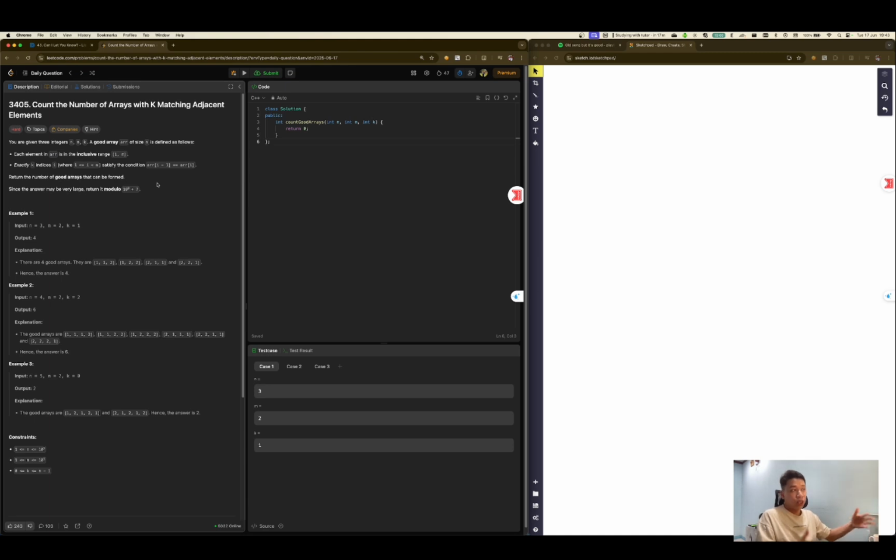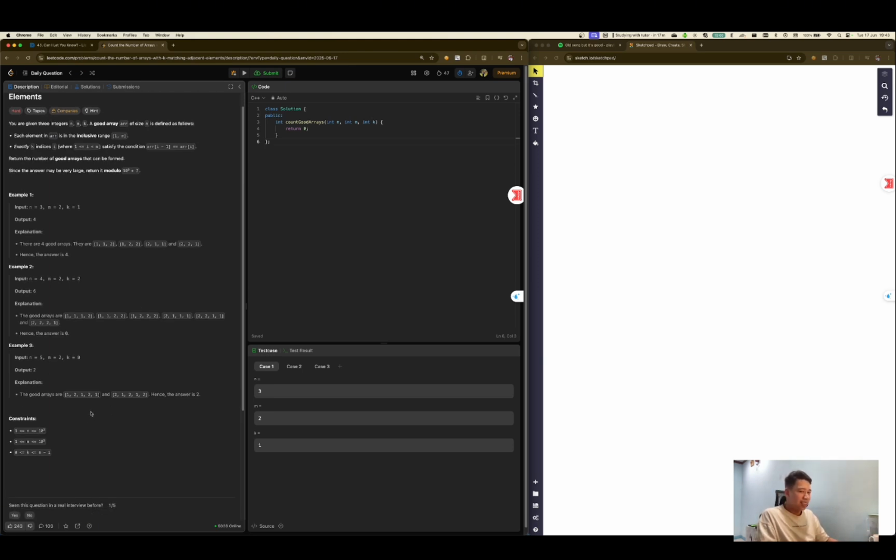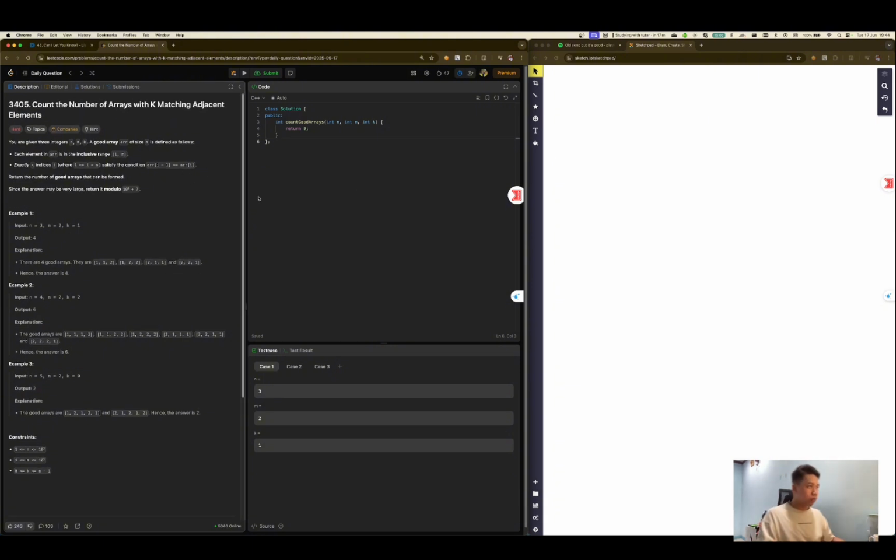First, let's brainstorm some ideas for this problem. But before diving into the problem, we need to take a look at the constraints here. You can see they're really large, 10 to the power of 5. And k obviously ranges from 0 to n minus 1. Let's think a little bit.